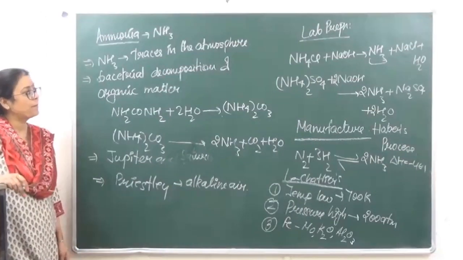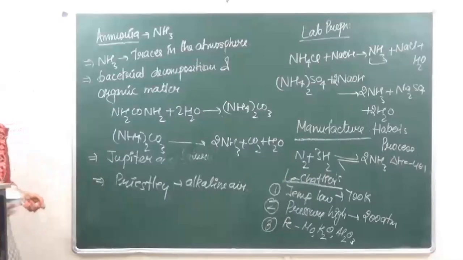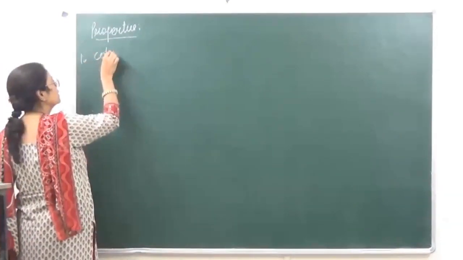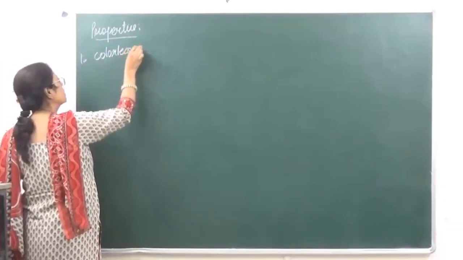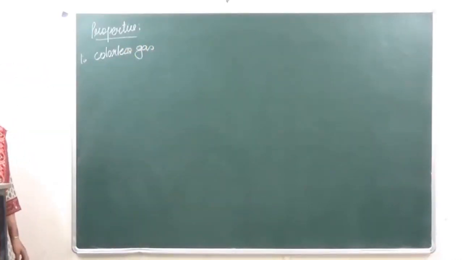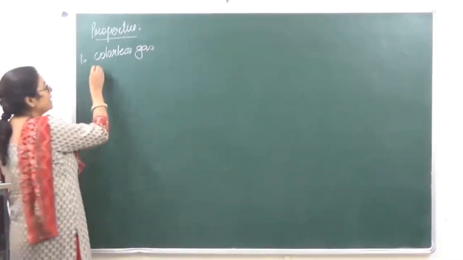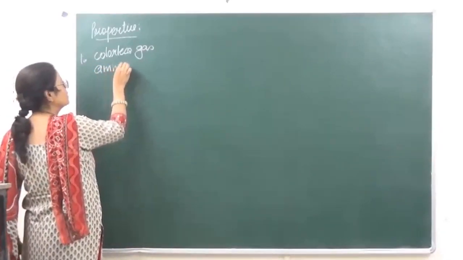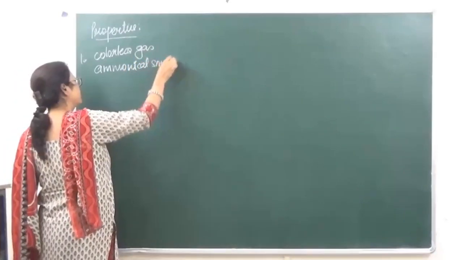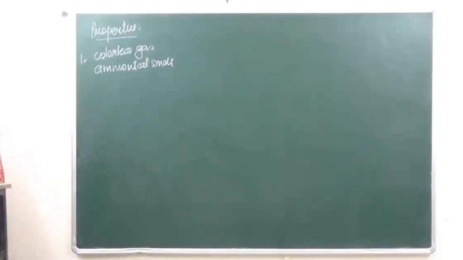So this is how we are going to prepare ammonia. Let's go on to the properties of ammonia. The first property of ammonia is that it is a colorless gas with a pungent smell known as the ammonical smell.